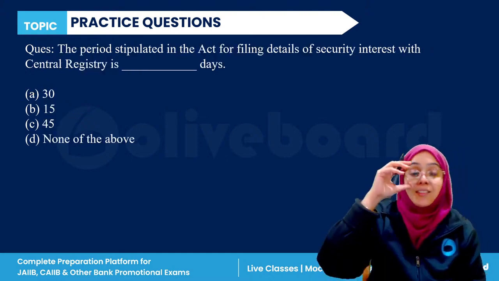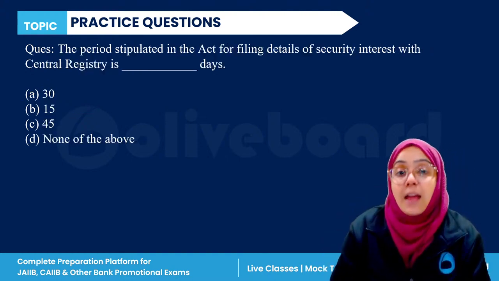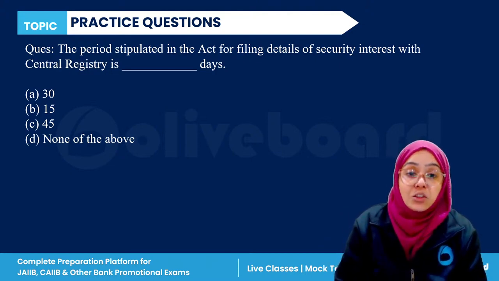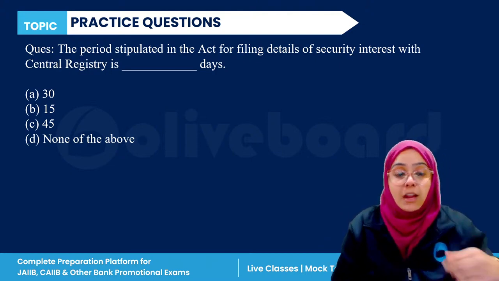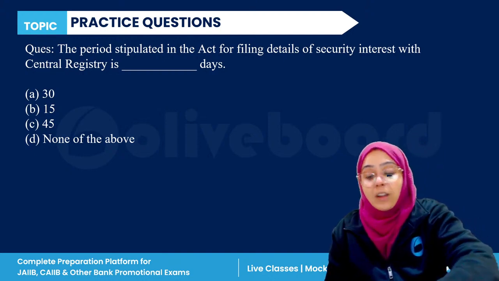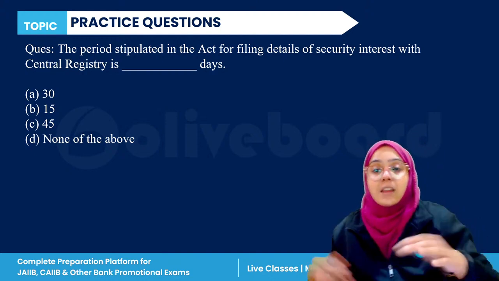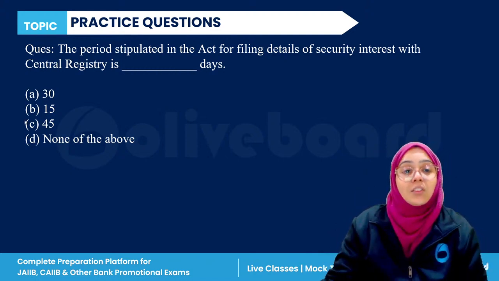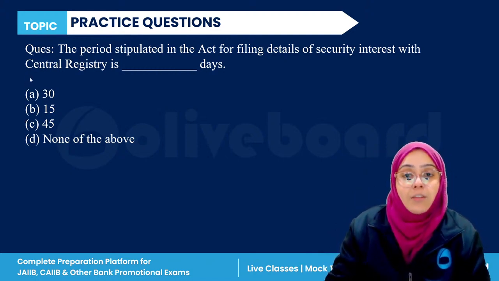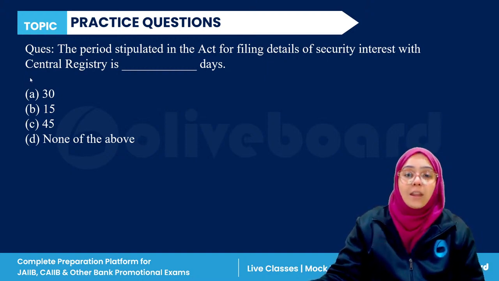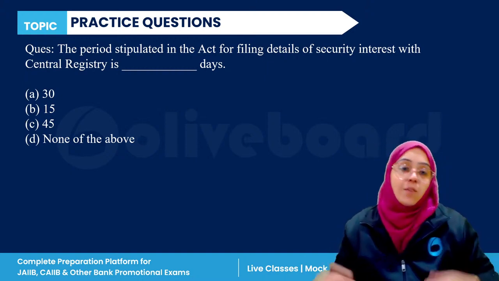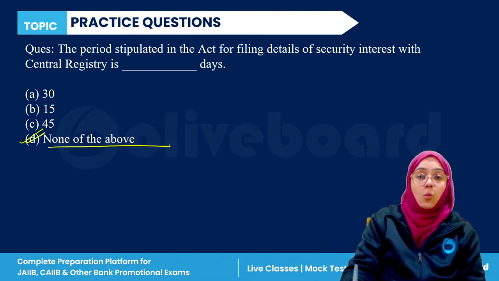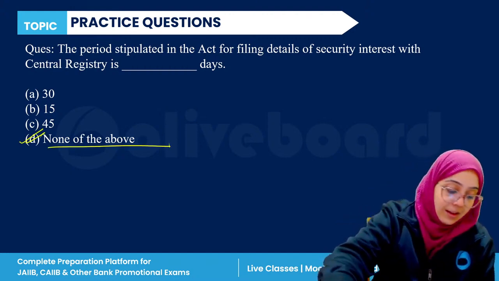Okay. Next, the period stipulated in the Act for filing details of security interest with the central registry is how many days? 30, 15, 45, or none of the above? Everyone, please answer this question. If we talk about this, none of the above is the correct answer. So D is the correct answer.